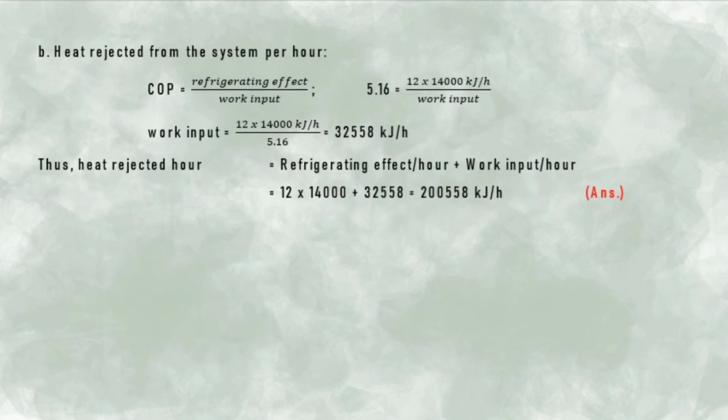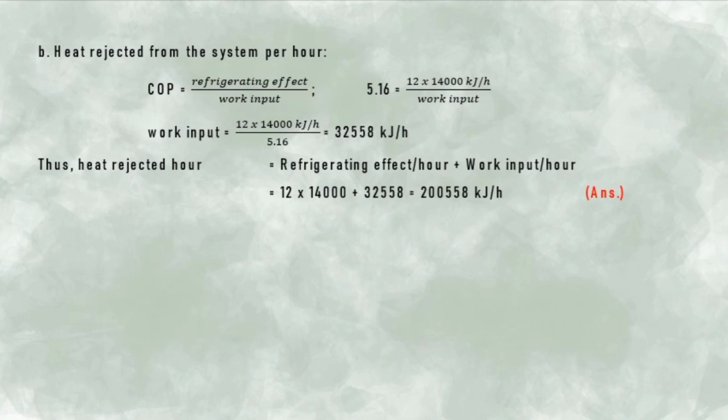For the heat rejected from the system per hour, we have the coefficient of performance equals refrigerating effect over the work input, or 5.16 equals 12 times 14,000 kilojoule per hour over the work input. Since we are looking for the work input, we'll derive it, and we now have 12 times 14,000 kilojoule per hour divided by 5.16. We have 32,558 kilojoule per hour.